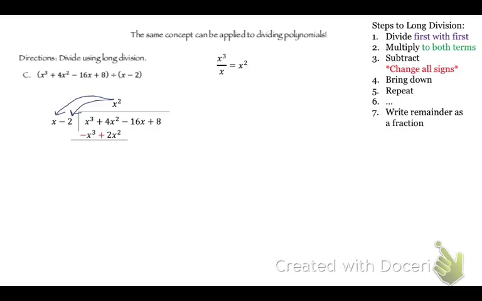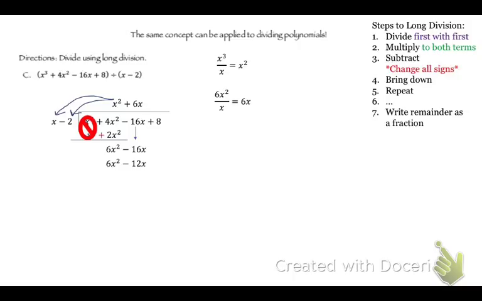X cubed minus x cubed is gone. 4x squared plus 2x squared is 6x squared. Bring down that next term. So 6x squared minus 16x. And now we're going to repeat. So I'm going to divide first with first. 6x squared divided by x is 6x. That goes up top. 6x times x is 6x squared.